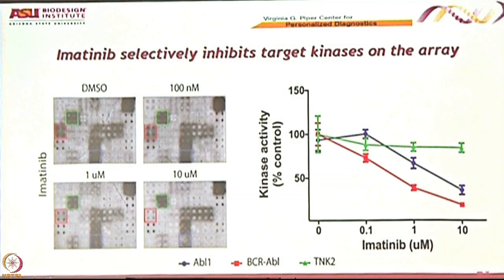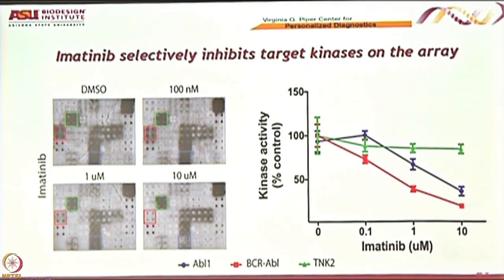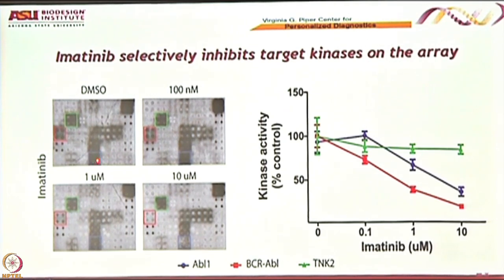All right, so what I want you to look at first is this protein in the green square. And you can see that this is the TNK2 kinase, and notice that no matter how much drug we add, it's still active. So the drug is not inhibiting TNK2. But if you look at BCR-ABL, here it is here, now it goes down a little bit, now it's much down, and now it's completely down. So the drug is selectively knocking down BCR-ABL, but it's not knocking down TNK2. Similarly, if you look at ABL, which is down here, you can see that the ABL is also decreased. Okay, so on the array, these proteins are behaving exactly like you want them to.